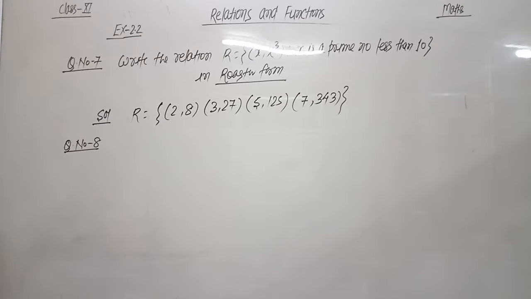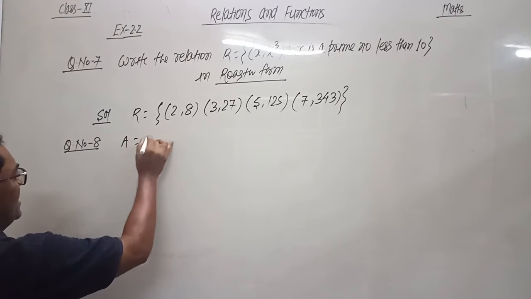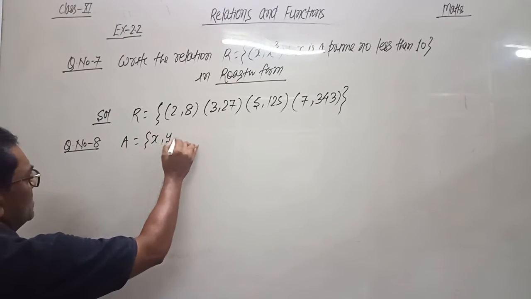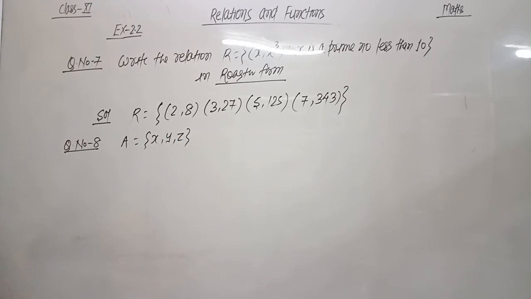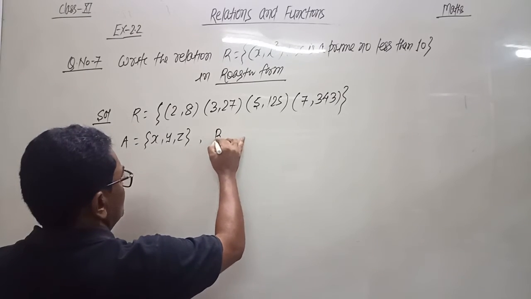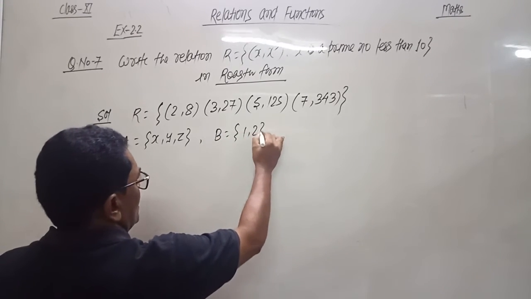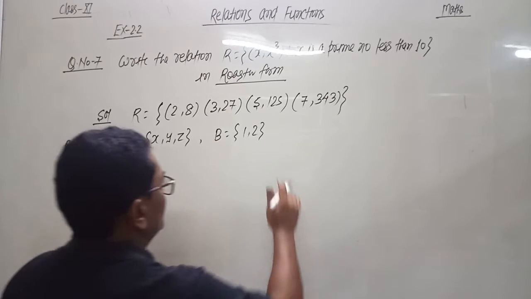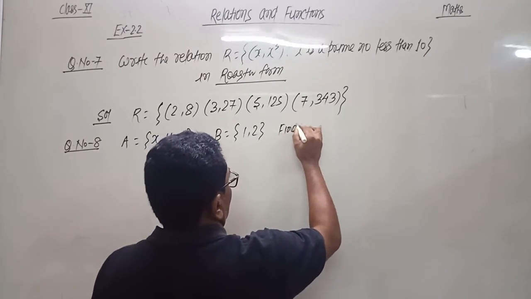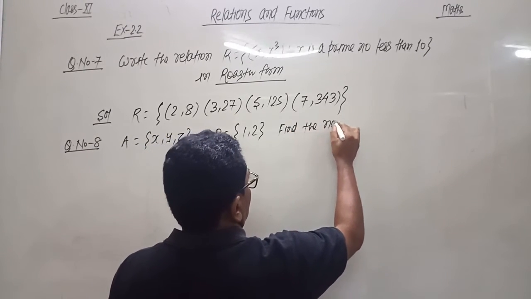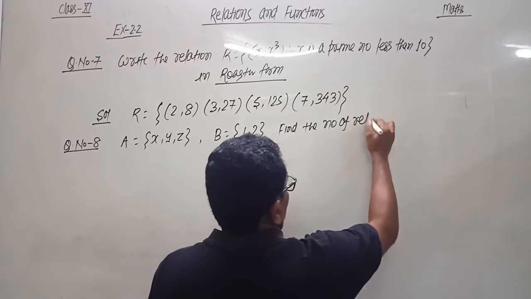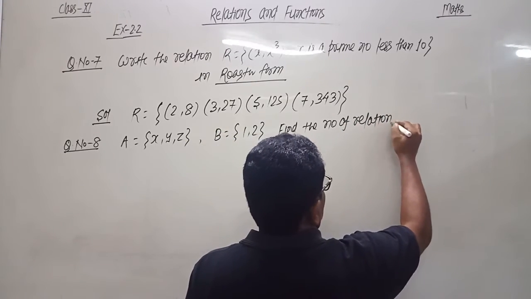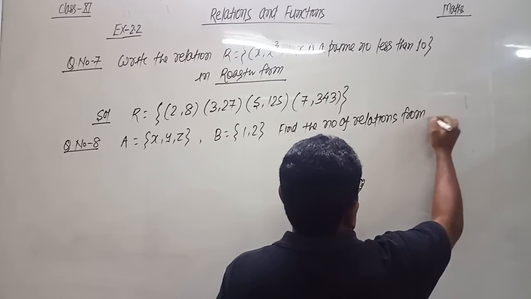Set A equals {x, y, z}, and another set B is given: B equals {1, 2}. Then find the number of relations from A to B.